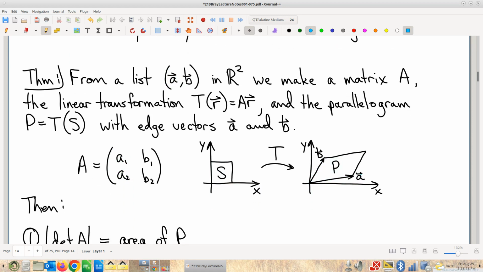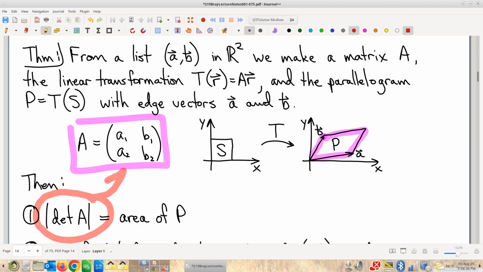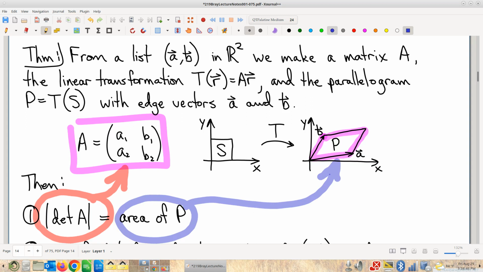And here's the first statement. Really surprising. Very counterintuitive. Remember, we have, among other things, this matrix. We have this parallelogram. The first statement is that when you take the determinant of that matrix, take the absolute value, you will always get the area of that parallelogram. It's weird. This is a really surprising fact. It doesn't look like it could possibly be right.